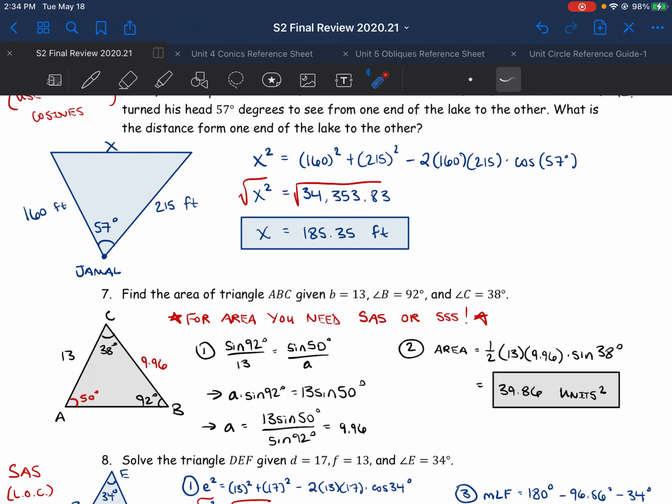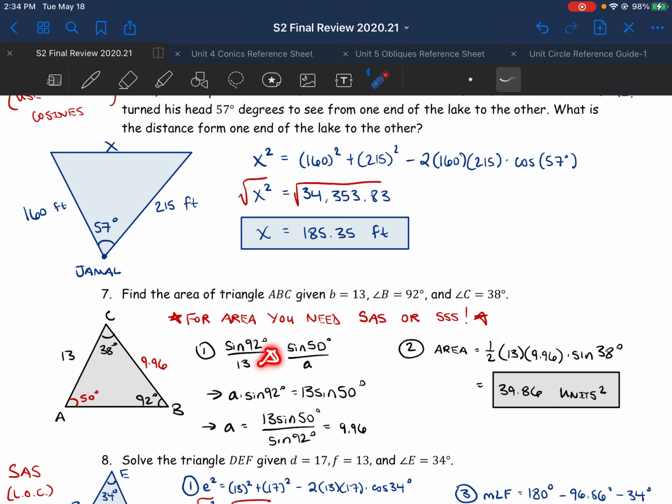And by the way, let's talk about that 50 degrees real quick. We were not given this initially, but we know that the angles of a triangle add up to 180 degrees. So 180 degrees minus 92 minus 38 gives me 50 degrees for this angle right here. Okay? So that's what we have. So now, again, setting up the law of sines, we have sine of 92 degrees over 13 equals sine of 50 degrees over this side A.